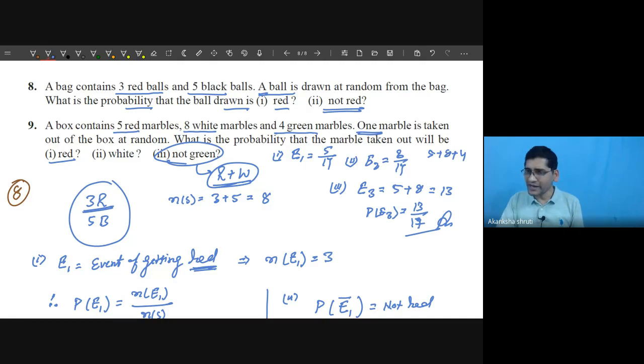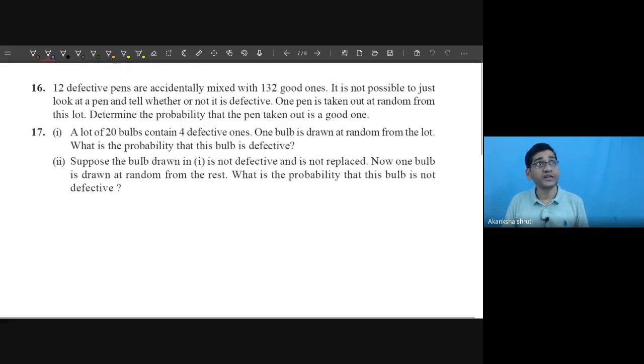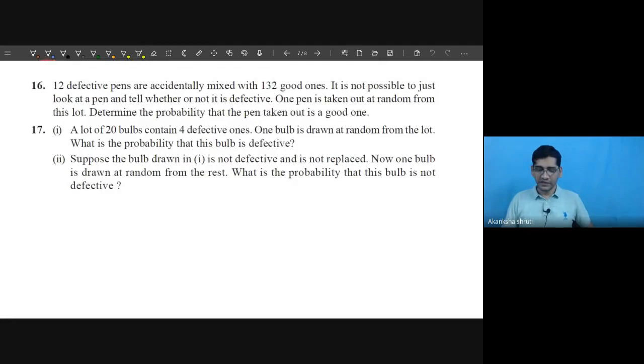So this way you have to write everything. Then you have to solve it. So the questions are very easy. Defective and all those things, again the same kind of thing, 20 bulbs defective. This defective kind of thing we will do tomorrow. Student, your time is up. So let us stop the class here.